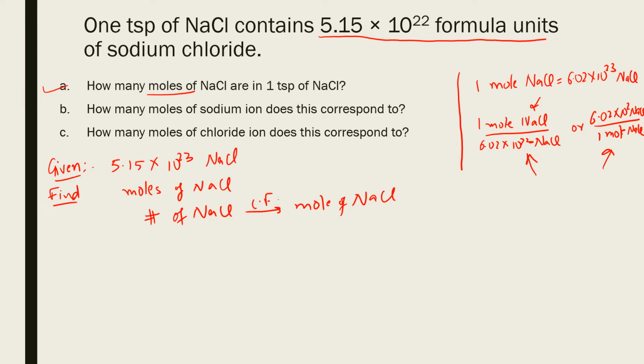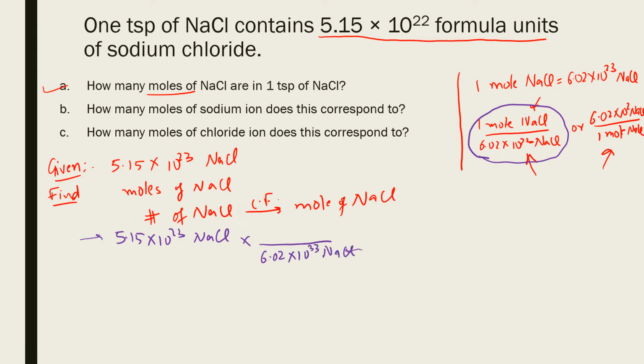So how many are given? The given number is 5.15 times 10 to the 23 NaCl. That many NaCl formula units are present. What's going to be needed in the conversion factor in the denominator? Whatever cancels here. We have number on the top, so we're going to need the number down here. The correct conversion factor will be this one, because we need moles on top. So it will be 6.02 times 10 to the 23 NaCl formula units in the denominator, and on top will be 1 mole NaCl.